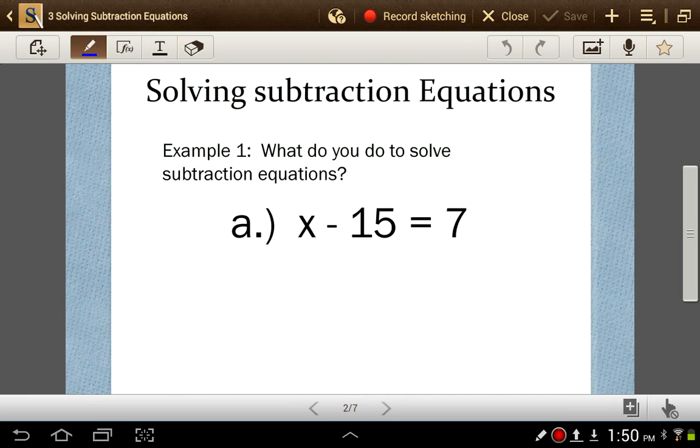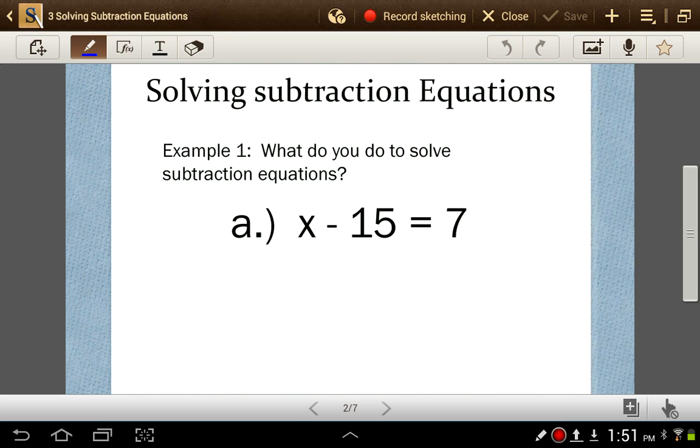In our first example, what do you do to solve the subtraction equation here? So in this case, I'm looking at my problem. I have x minus 15 equals 7. Remember, our inverse operation of subtraction is addition. So addition and subtraction are inverses of each other. So in this case, we are subtracting in the problem. So in order to solve it, to get x by itself, when we solve an equation, we want to get x by itself. In order to do that, we need to add to both sides. That is the inverse of subtracting.